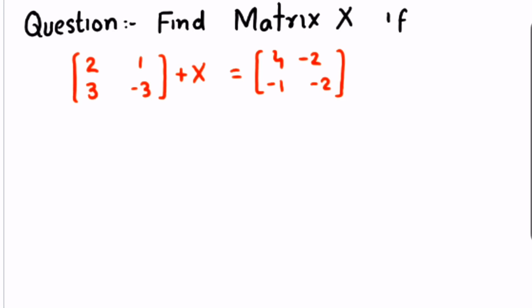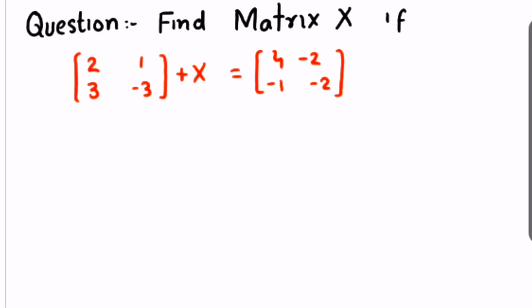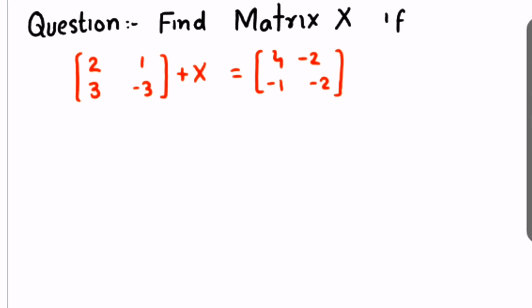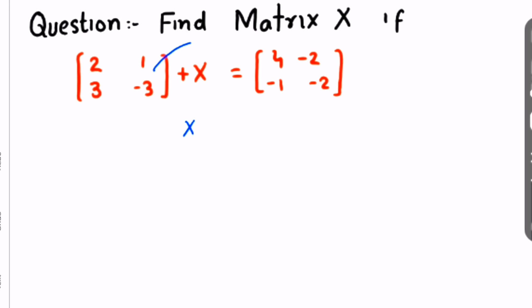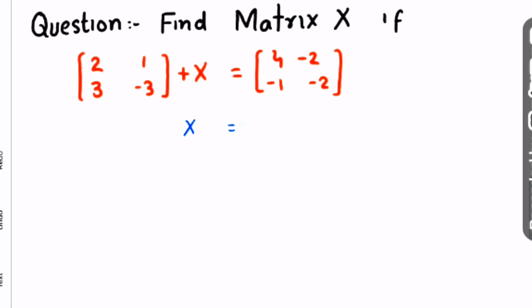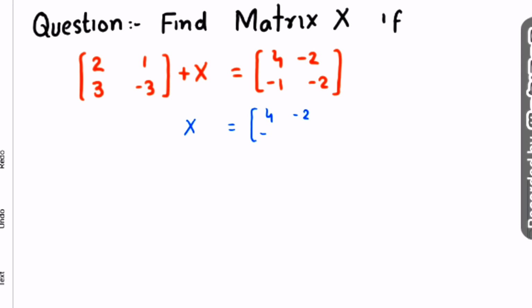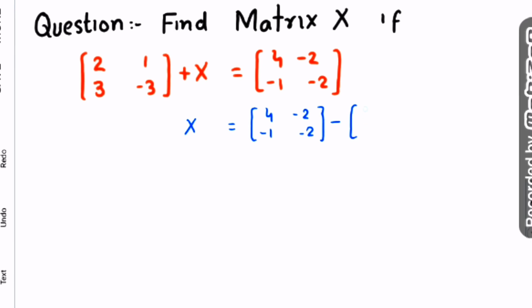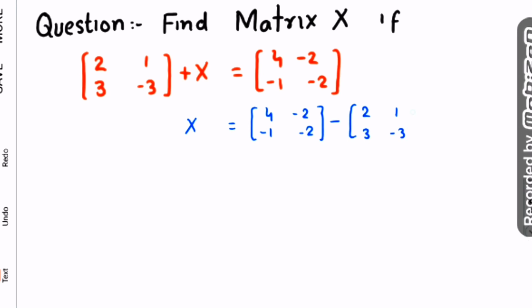Another important question: find the matrix X if [2 1; 3 -3] + X = [4 -2; -1 -2]. We will subtract this matrix, so X will become [4 -2; -1 -2] minus [2 1; 3 -3].